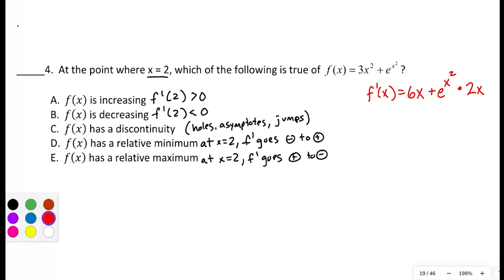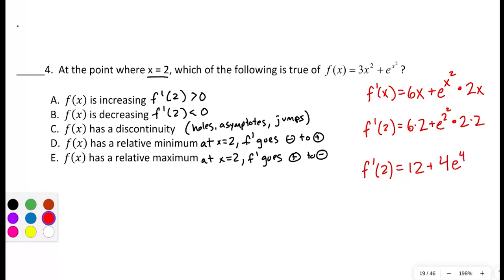So now let's see what's happening at x equals 2. F prime at 2 will be 6 times 2 plus e to the 2 squared times 2 times 2. We can simplify this just a little bit, but not much. 6 times 2 is 12, plus 2 squared and 2 times 2 are both 4, so I'll just write this as 4e to the 4th. That's as far as you need to go, because now we have the value where x is 2, and you just need to analyze that number and ask yourself, is it positive or negative?